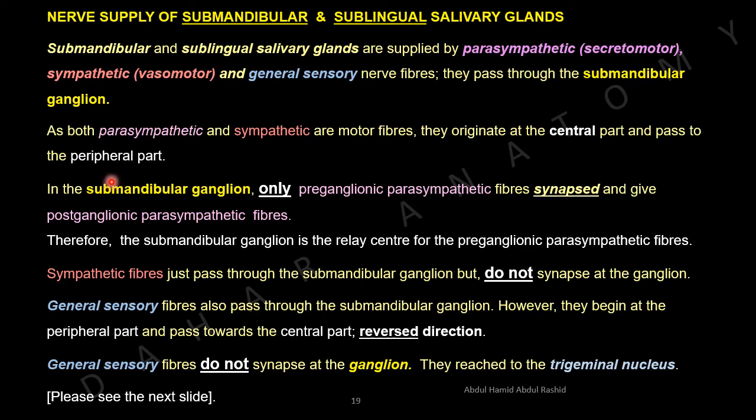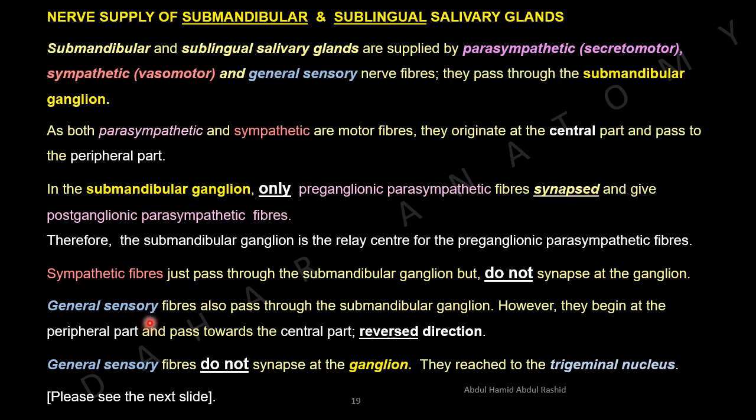As both parasympathetic and sympathetic are motor fibers, they originate at the central part and pass through the peripheral part. In the submandibular ganglion, only preganglionic parasympathetic fibers synapse and give postganglionic parasympathetic fibers. Sympathetic fibers just pass through the submandibular ganglion but do not synapse at the ganglion.